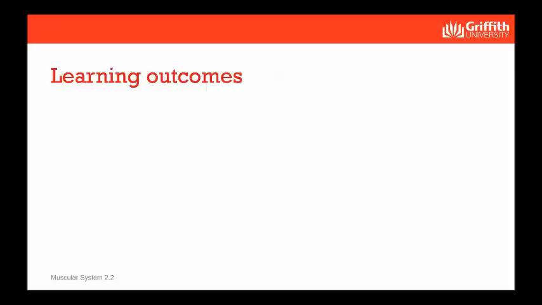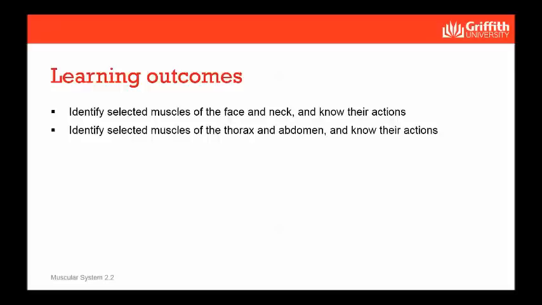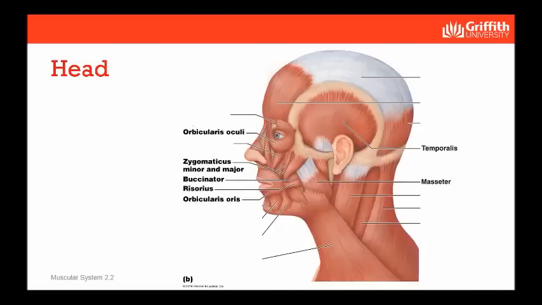The learning outcomes for Topic 2.2 are to be able to identify selected muscles of the face and neck and know their actions, identify selected muscles of the thorax and abdomen and know their actions. Let's start by looking at some of the muscles located in the head region. These include muscles of facial expression and the muscles of mastication, or those involved in chewing.